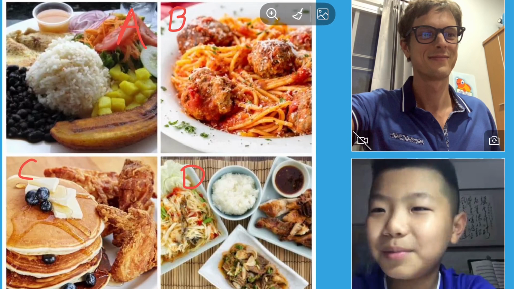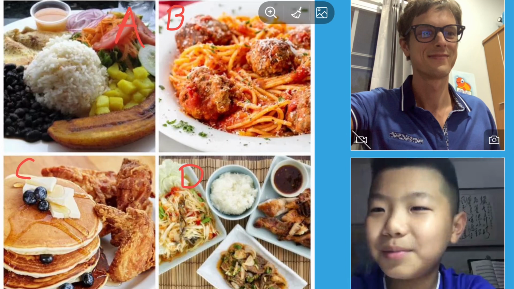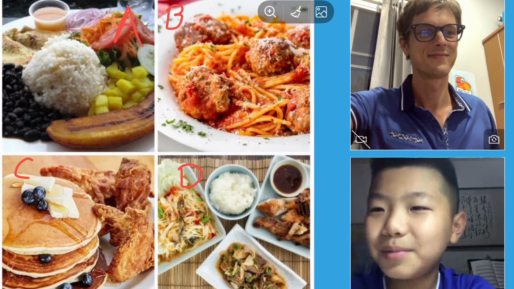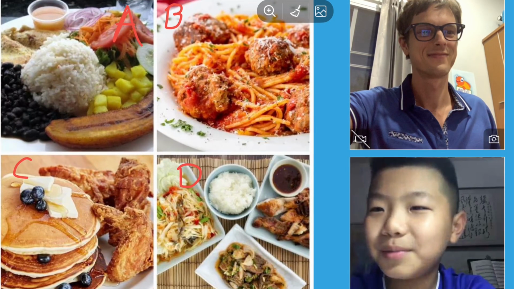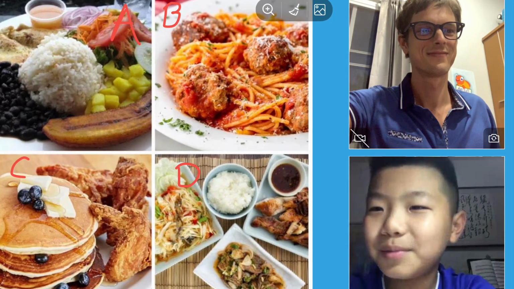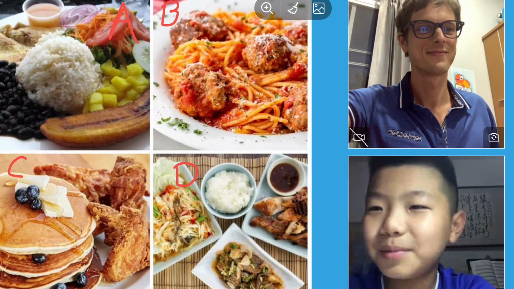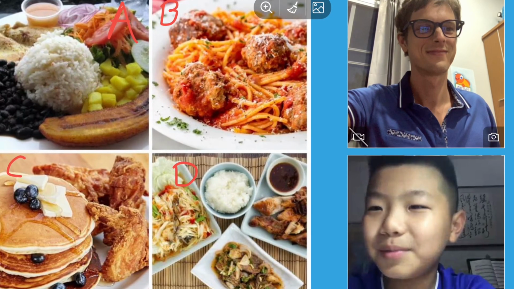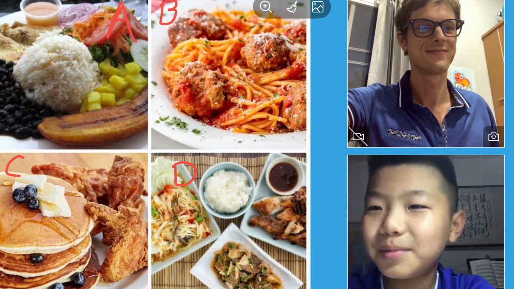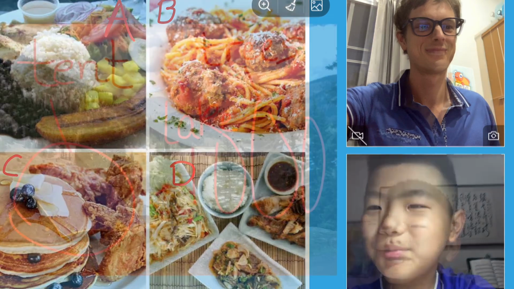You could literally spend 5 minutes on this one picture, explaining the food, asking about it. Which one do you like? Which one is your favorite? Circle the rice. Circle the black beans. And it's just really fun because C is the American style food. So you can say that is American food and D is Thai food. So many examples you can use.